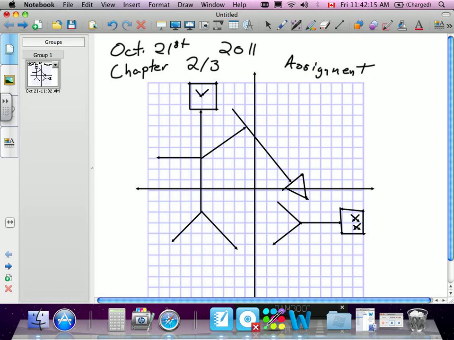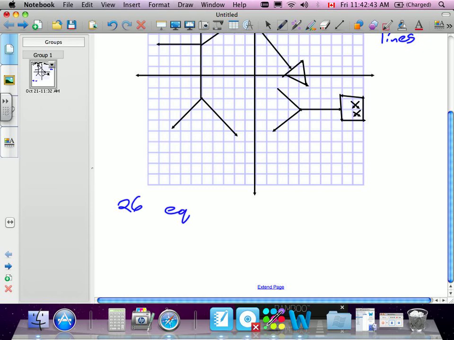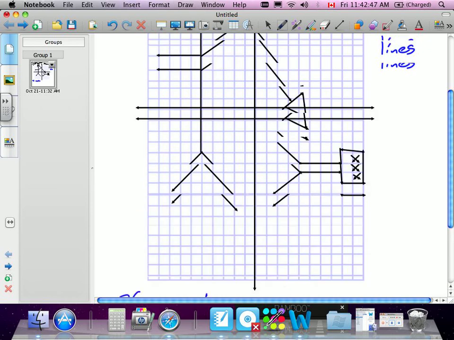So right now, if you look, in terms of lines, I have 1, 2, 3, 4, 5, 6, 7, 8, 9, 10, 11, 12, 13, 14, 15, 16, 17, 18, 19, 20, 21, 22, 23, 24, 25, 26. So I've used 26 lines, which means I'm going to have 26 equations. Okay? It really doesn't actually take that long.